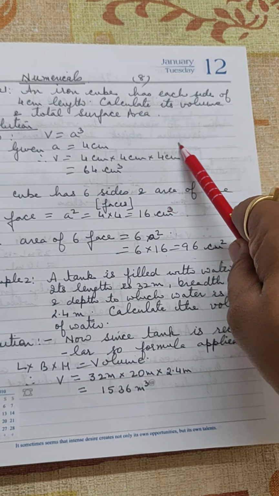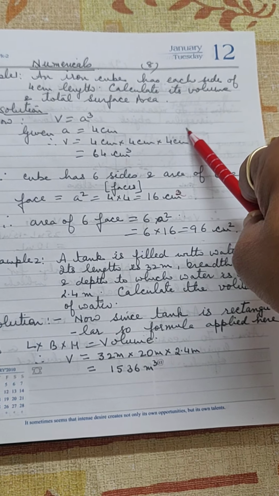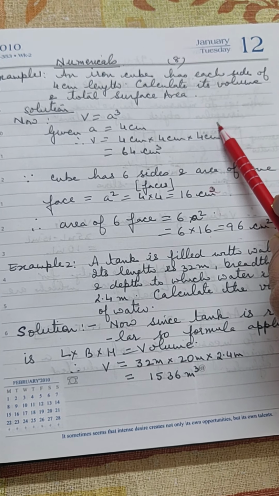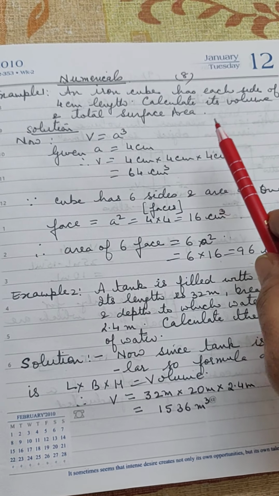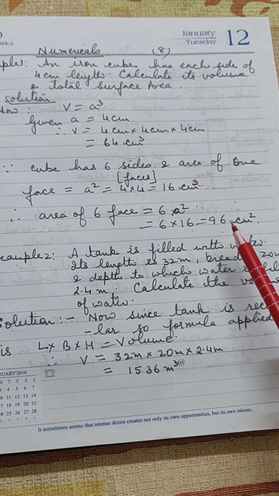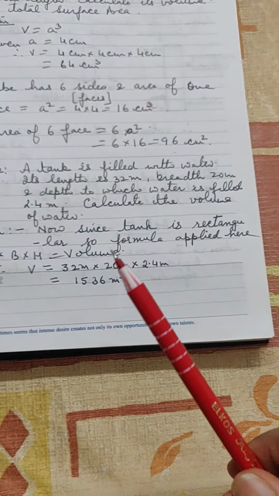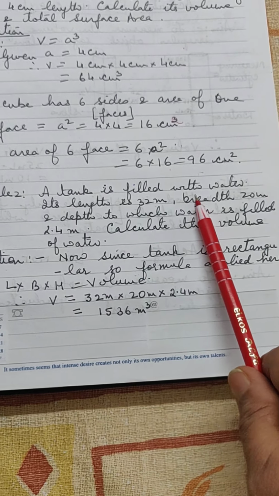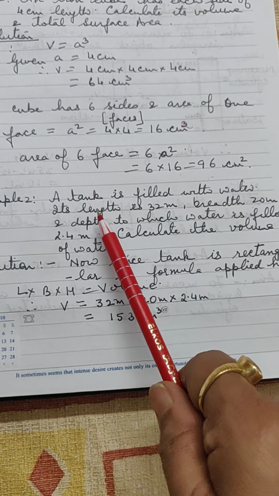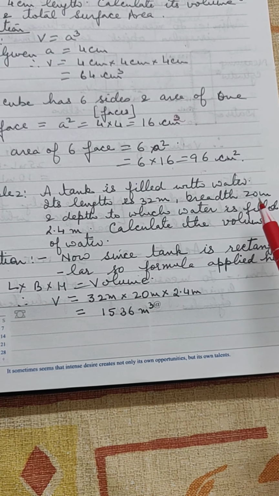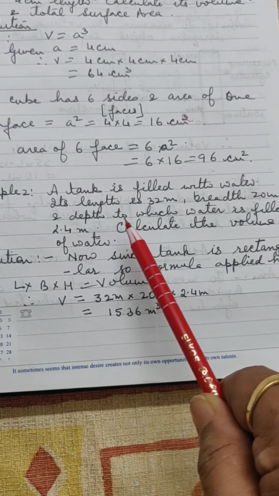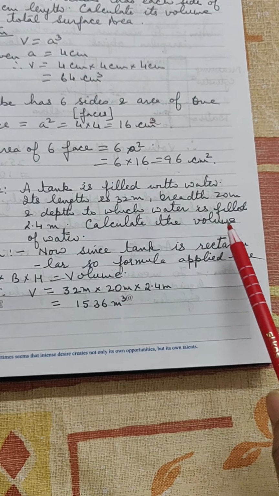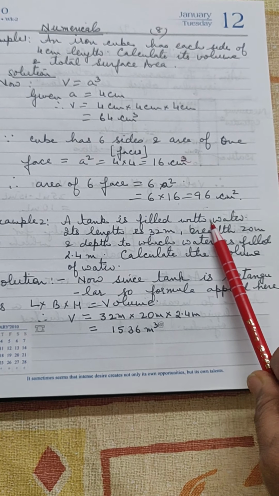So this was one numerical which calculated the volume and the surface area of the cube. Then another example we take up. This is an example of a cuboid. There is a tank in which water is kept, and the length of the tank is 32 meter, breadth is 20 meter, depth is 2.4 meter. We have to calculate how much volume of water it is able to contain.